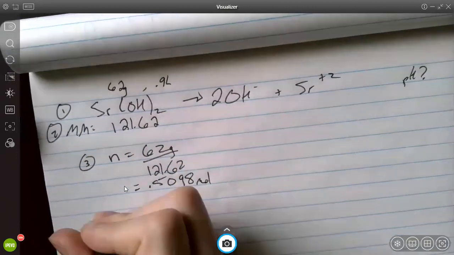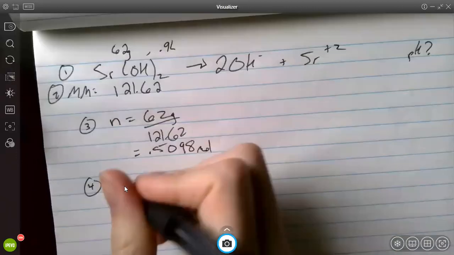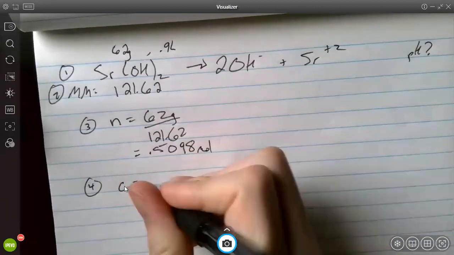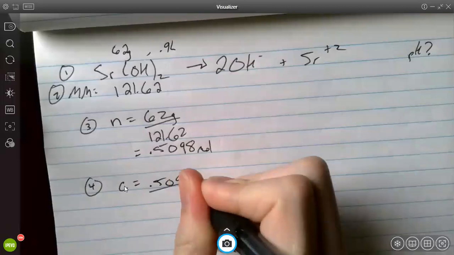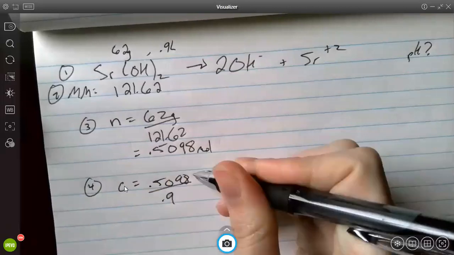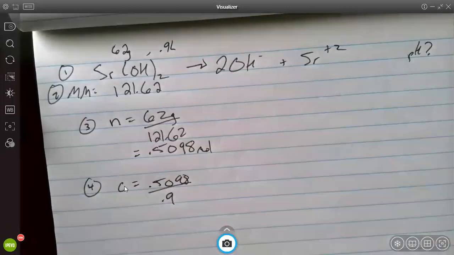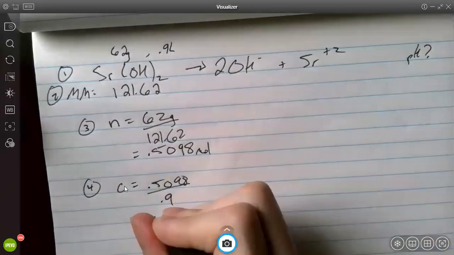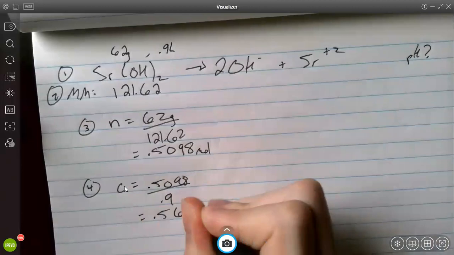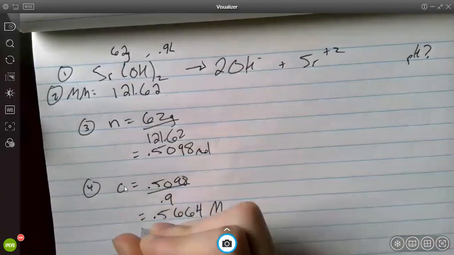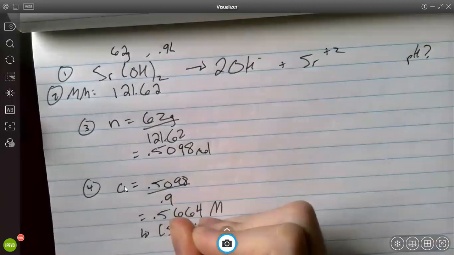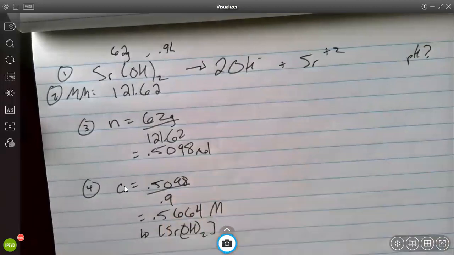Then we can find our concentration of strontium hydroxide using C equals n over V. We just calculated our n value and we were given the 0.9 liters. That gives us 0.5664 moles per liter as our concentration of Sr(OH)2, strontium hydroxide.